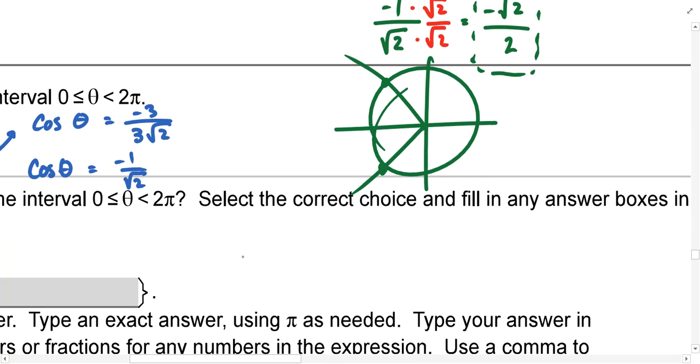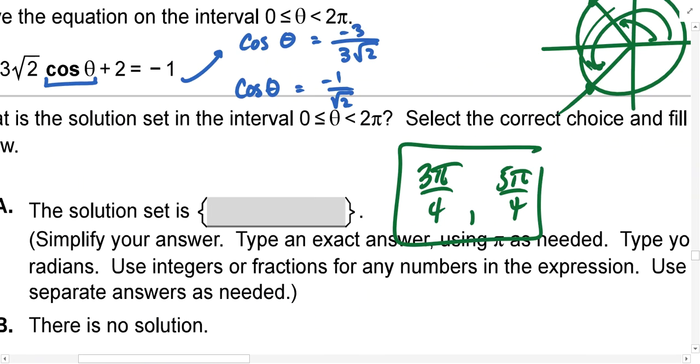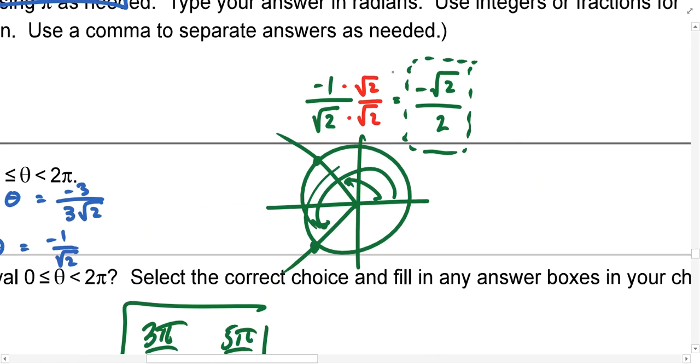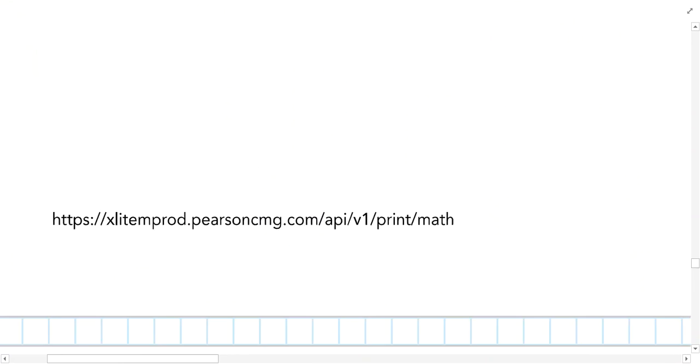Now I can answer the question. 3 pi over 4 is this first angle, and then 5 pi over 4 is the second angle. So 3 pi over 4, 5 pi over 4. This little trick is helpful. Again, not always required, but helpful when some of the solutions don't seem to be typical.